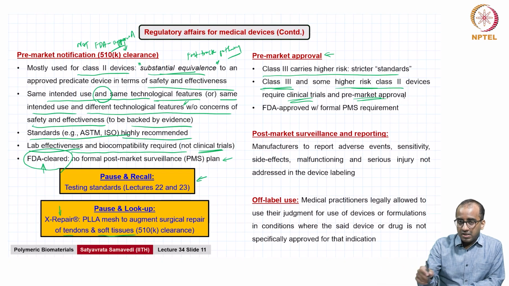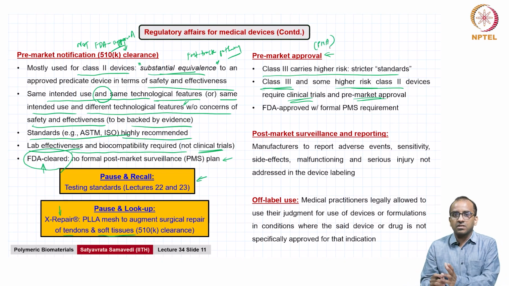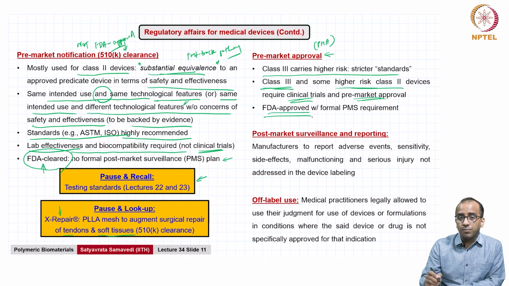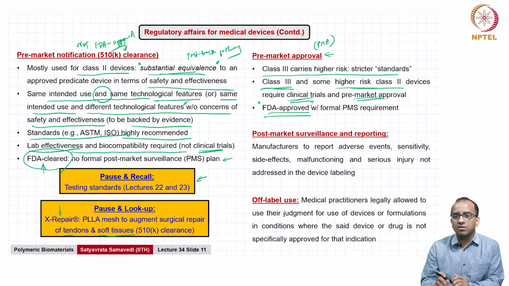And typically with these kinds of devices, class 3 devices which are high risk, and some higher risk category class 2 devices will have to go through pre-market approval, which is the full round of clinical trials, and any device that comes out successfully from this pathway is called FDA approved. So, the 510(k) clearance is called FDA cleared, whereas with the pre-market approval pathway, a device that comes out of it successfully is called FDA approved. So, when you look at devices, pay very careful attention to whether it's FDA cleared or FDA approved. They are not the same and cannot be used interchangeably.